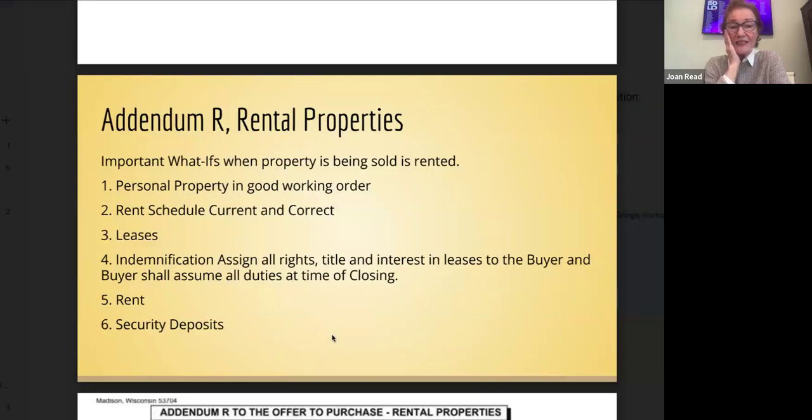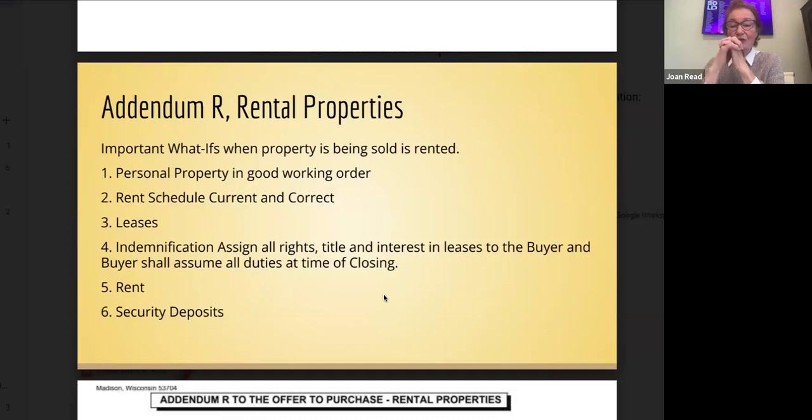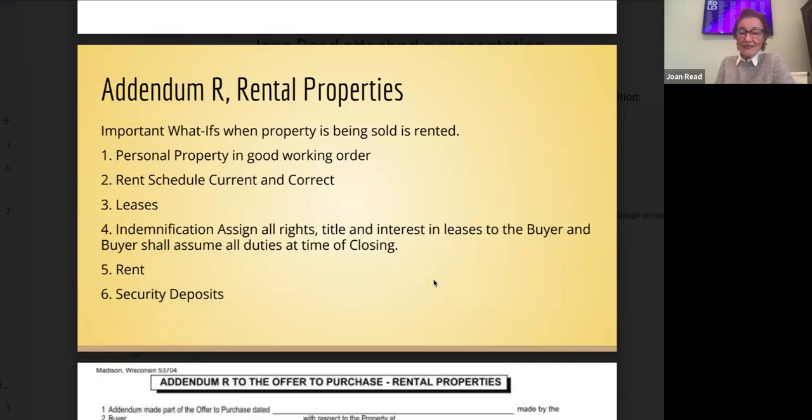So if the property is being rented, make sure that the personal property is in good working order. It all has to be examined and reported. The rent schedule is on here. The number and kind of leases. The indemnification assigned all rights, title, and interest in leases to the buyer, and the buyer shall assume all duties at the time of closing. That's pretty much important. What the rent is and what the security deposit is. So that's the first part of addendum R.